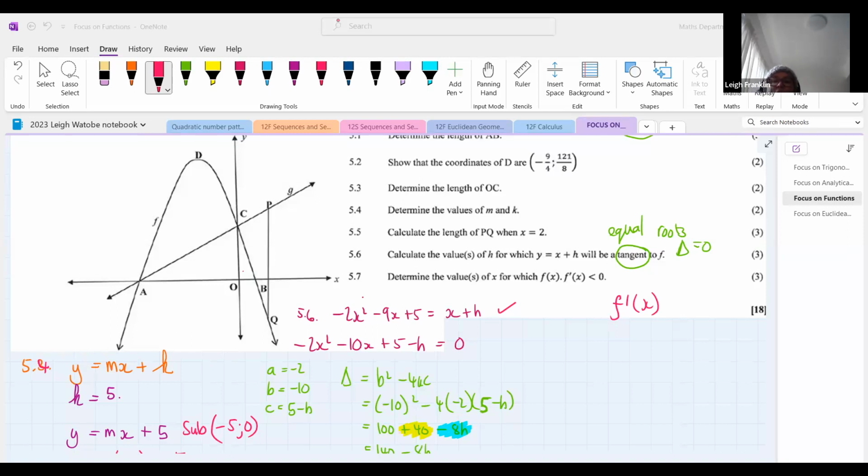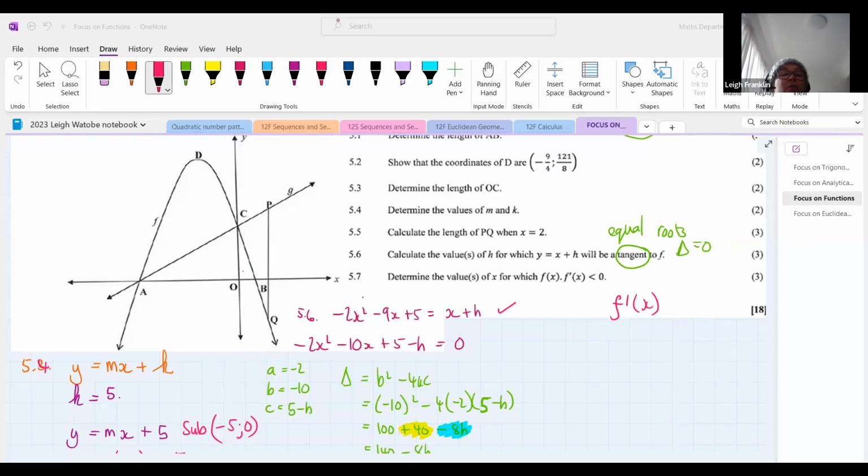Yes, so the derivative of f of x. The derivative of f of x is the what? Give me another word for derivative. The gradient, exactly, the gradient.